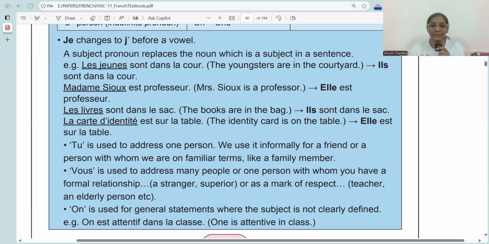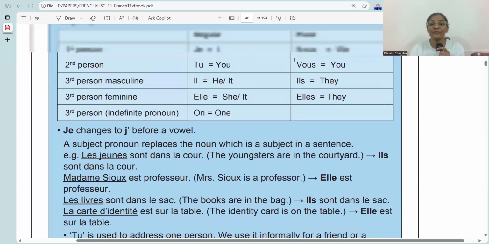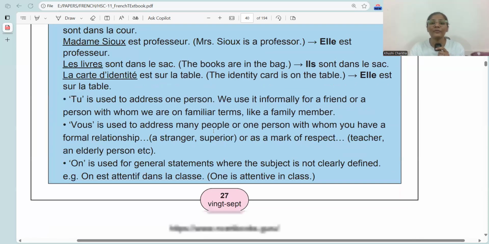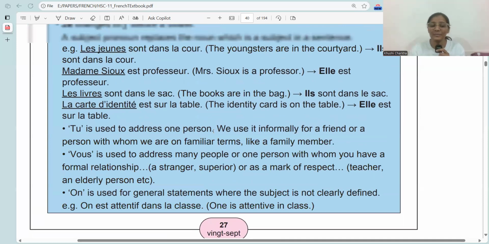Now, another example for a better understanding. Madame Sio est professeur. Mrs. Sio is a professor. If I want to replace the subject, Mrs. Sio, in this sentence, I would say what? She. She is a professor. Now for she, what do we have? We have only one option, which is elle. So elle est professeur.